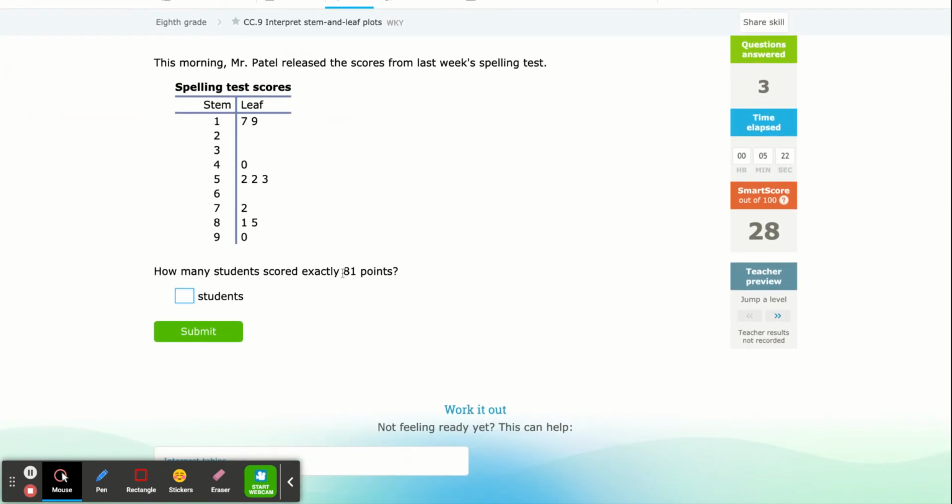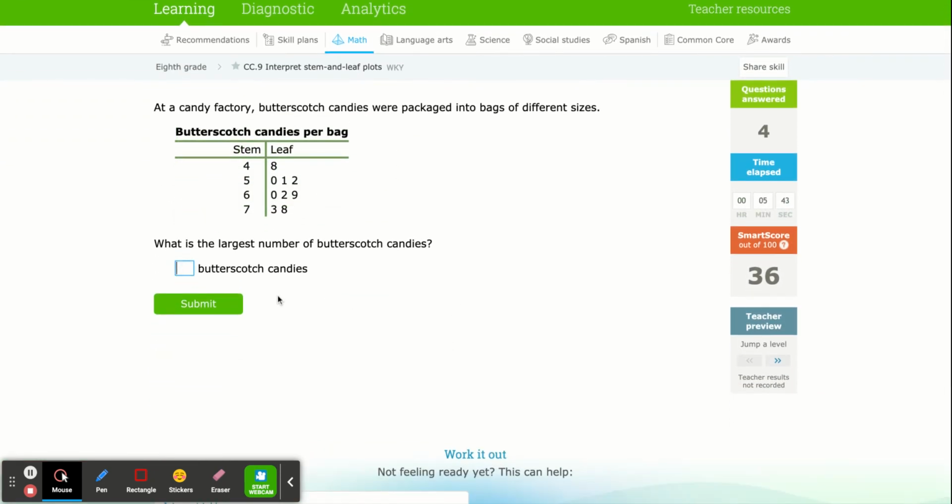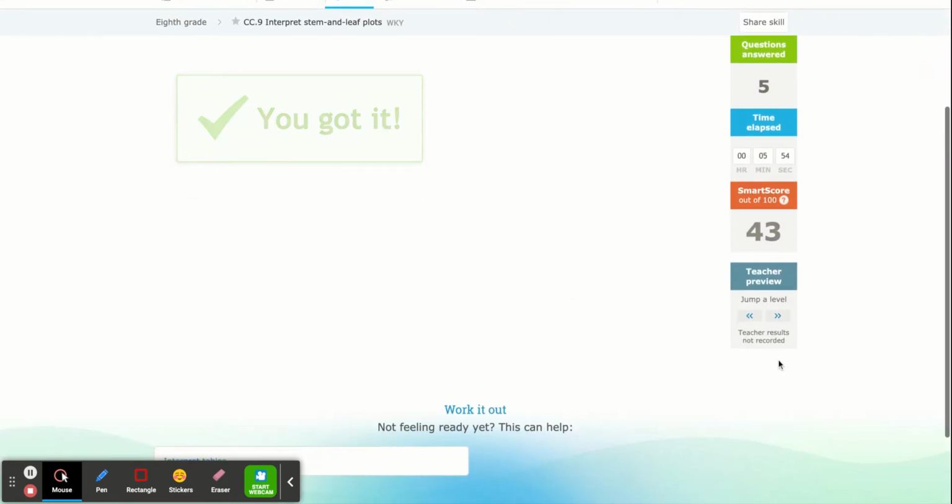How many students scored exactly 81 points? So exactly 81. There was 1 student that scored 81 points. If there had been more than 1 student that scored 81, there'd be multiple ones along here. Like here, there was a student that scored 52 and another student that scored 52. What is the largest number of butterscotch candies? Well, I'm going to get to the largest stem, which is 7, and the largest number off to its leaf, so there's 78. So those are stem and leaf plots.